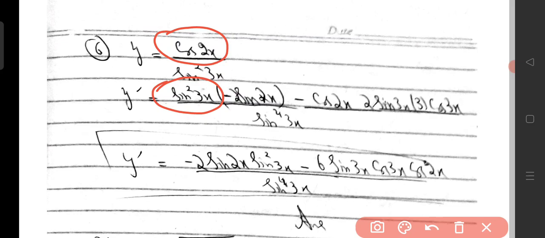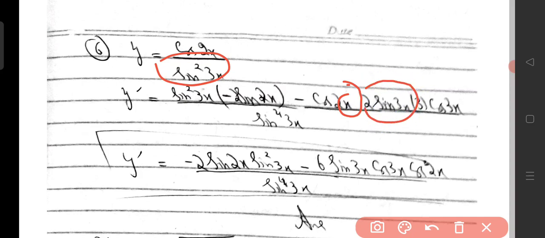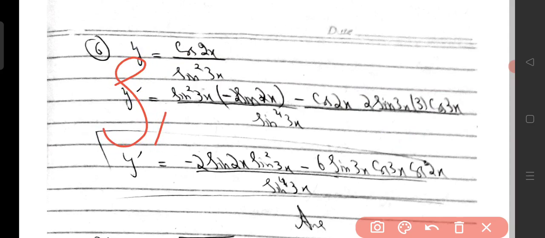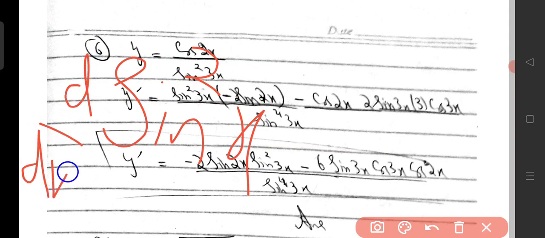The derivative of cos 2x is equal to minus 2 sine 2x, then minus u same, the derivative of v. The derivative of sine square x is equal to 2 sine 3x into the derivative of the angle and the derivative of sine 3x. So it's a little bit confusing. So sine square x, d upon dx.